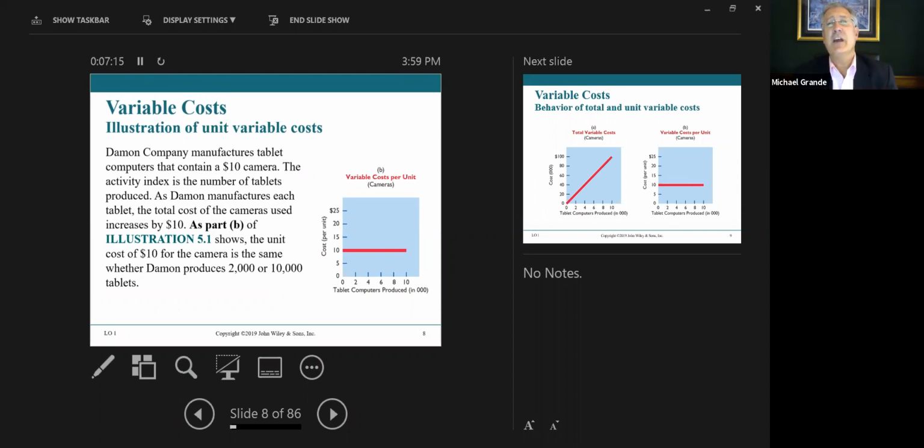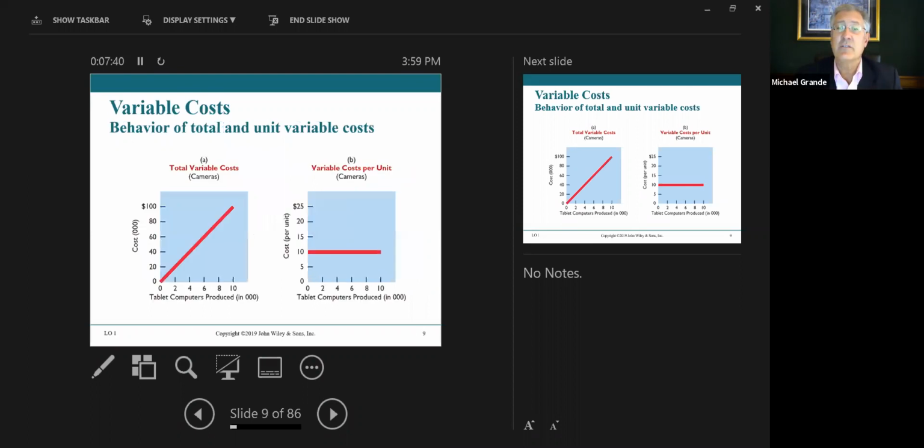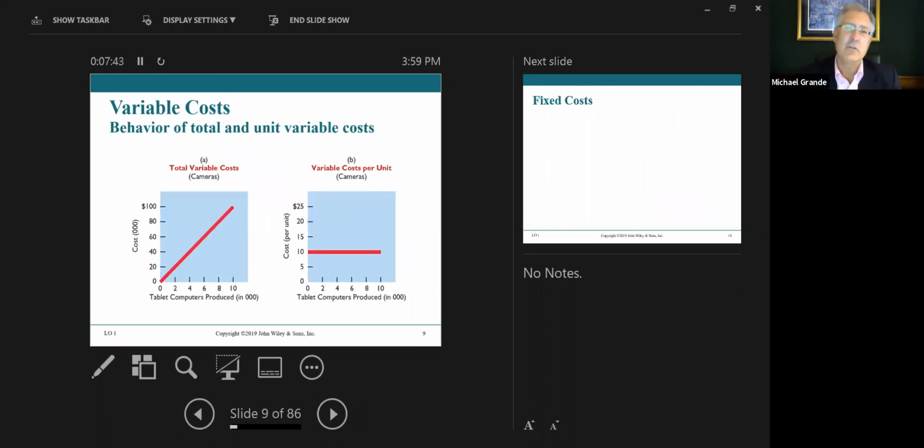Damon Company manufactures tablet computers that contain that $10 camera. The activity index is the number of tablets produced. As Damon manufactures each tablet, the total cost of cameras used increases by $10. We just saw that. Illustration 5.1 shows the unit cost, or the cost per unit of $10 is the same whether they produce 2,000 or 10,000 units. This is a good little graphic to remember here, that the total cost depends upon the number of units, but the cost per unit will always stay the same.